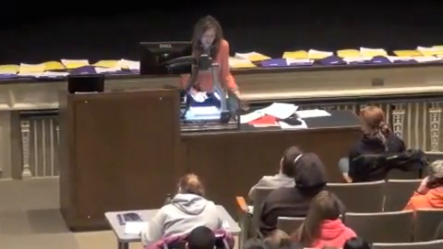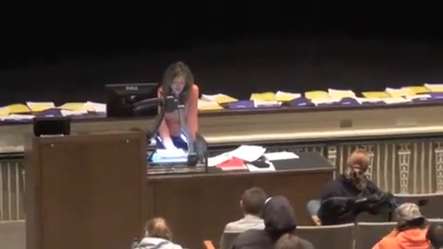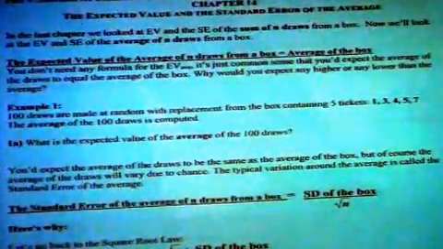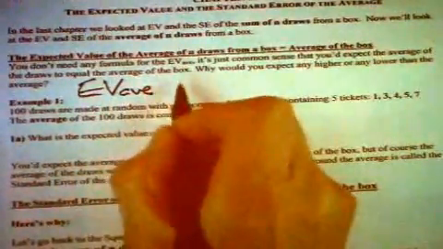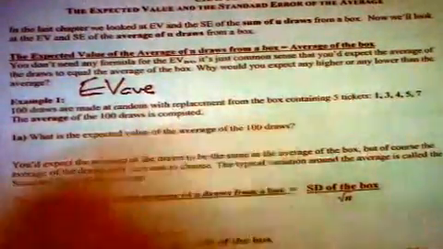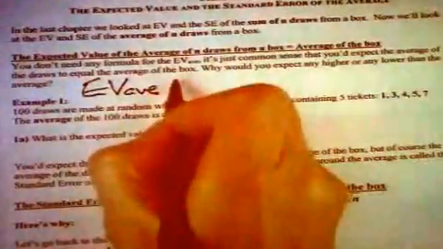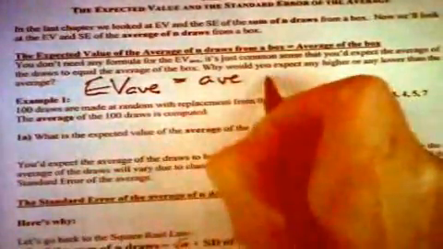So the expected value of the average is equal to the average of the box. You don't need any formula at all. It's just common sense. For example, let's write up what I said. The expected value for the average of, I don't care how many draws you have from the box, is just going to be the average of the box.